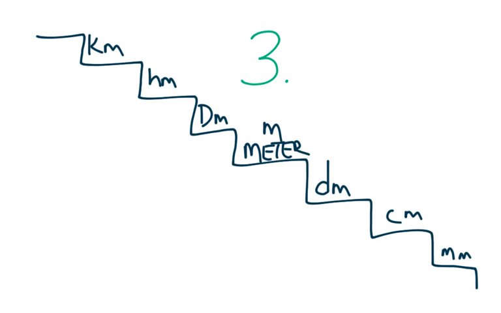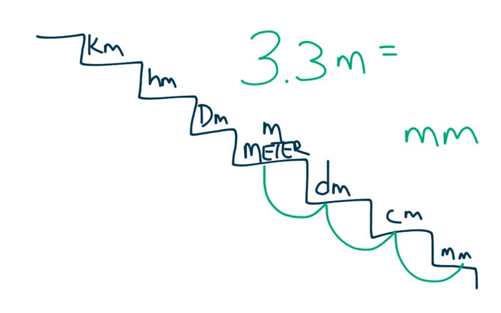So if you had 3.3 meters and you wanted to change that into millimeters, then you just look at your little staircase. 1, 2, 3 steps to the right. I move my decimal 1, 2, 3 places to the right, and it is 3,300 millimeters. Easy. I don't really need a calculator. I don't really need to think. I just need to be able to count my steps and move my decimal.